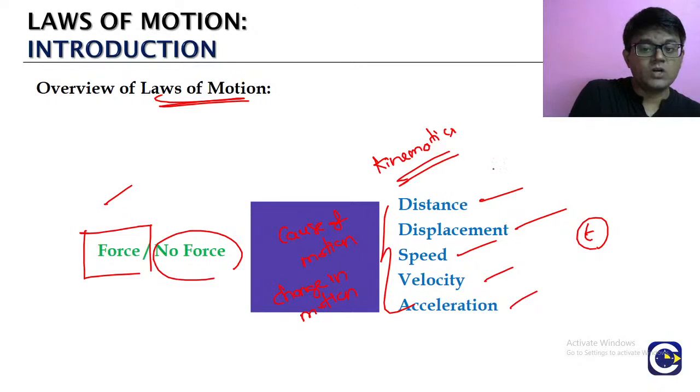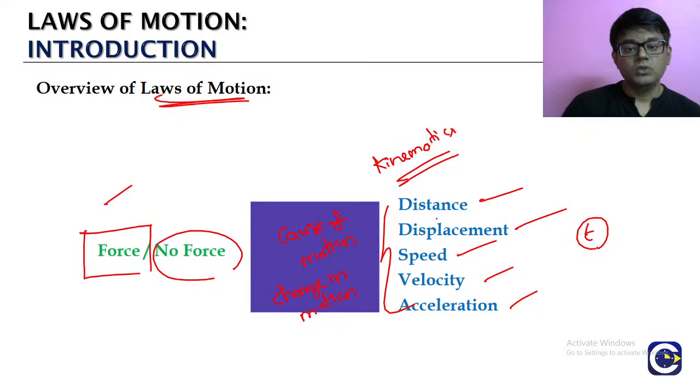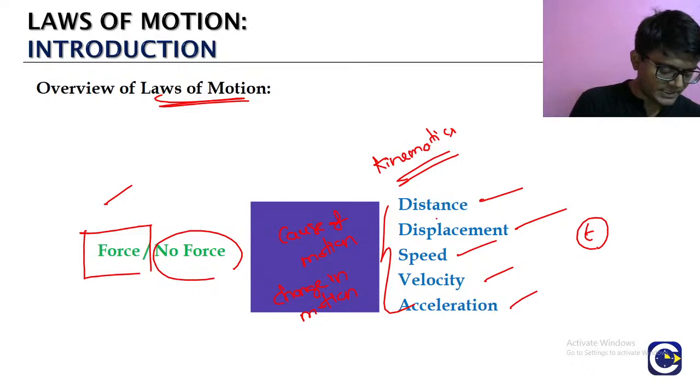So in kinematics, we talked about the parameters of motion and the relation between them. If you look at what is the cause for the motion to happen or the cause for the change of motion, that basically arises from the force. So we are going to study in detail how the force is going to cause motion or cause change in motion, and what other things we can study in terms of the force affecting the motion of the object. We'll study this in detail in the laws of motion chapter.